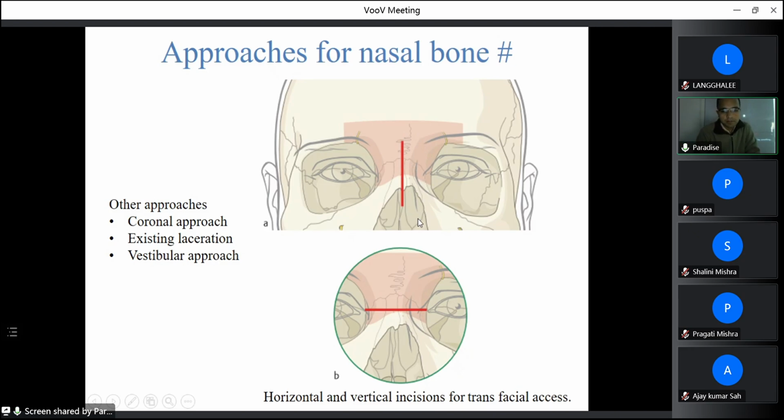There is also the horizontal and vertical incision, also known as the open sky incision. The open sky incision is of two types, either horizontal or vertical. The incision is given directly over the nasal bridge, and you can explore the fracture fragment, reduce and fix it. The problem with the open sky incision, whether vertical or horizontal, is that there will be an unsightly scar mark. There will be an aesthetic problem. So it's better to avoid this.